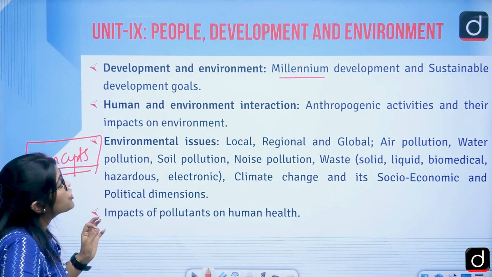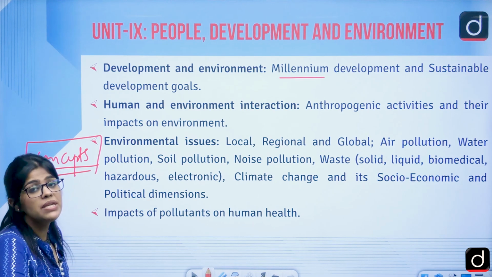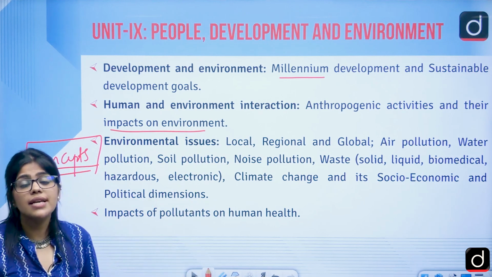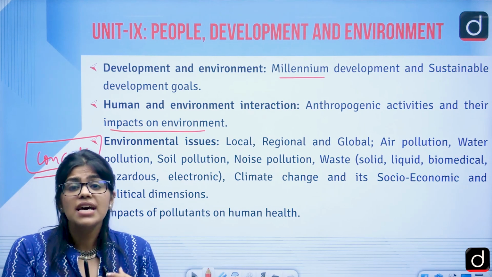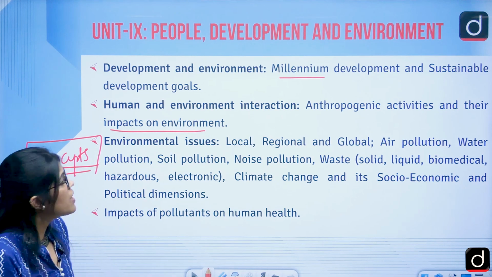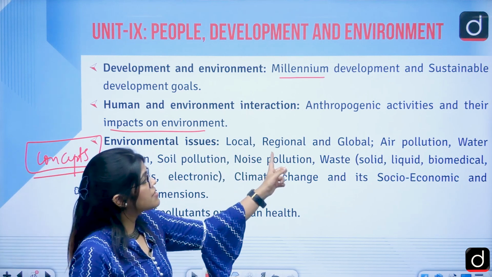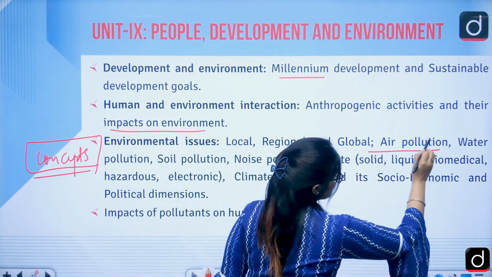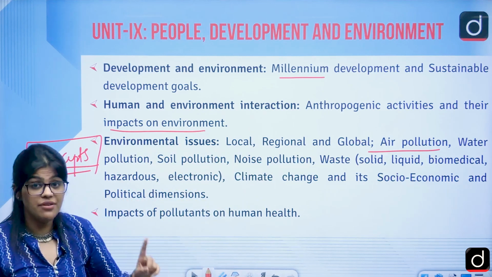Then we'll be studying about human and environment interaction. We'll be studying about the different anthropogenic, that means the human activities and their impact on environment. Here we'll study how different protocols are coming, how different activities need to be subsided so that the climatic condition of our world can be protected. We'll be dealing with different environmental issues on the local, regional and the global level. Very important, we'll be dealing with air pollution, water pollution, we'll be dealing with soil, noise pollution and waste.